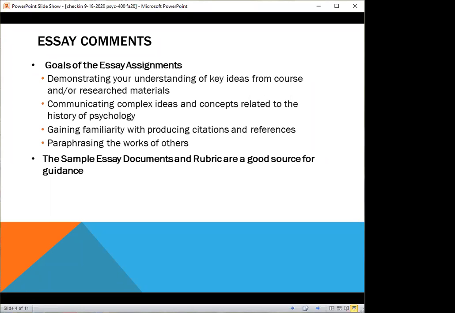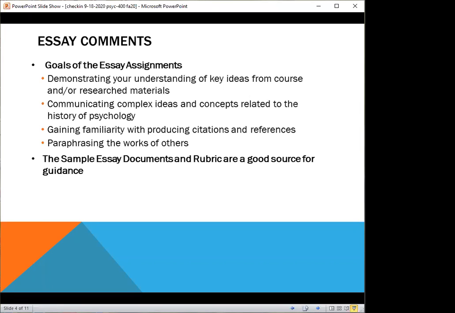Also, communicating complex ideas and concepts related to the history of psychology is, of course, one of the key purposes of these essays, to give you practice communicating about those ideas and concepts, which can be a little bit heady at times. And then, of course, gaining familiarity with producing citations and references for the works, the lectures, and the other material you've researched. And then a key one is paraphrasing the works of others. One thing I have noticed in the earlier essays this semester is a lot of direct quotes, and sometimes it can be awkward to provide a quote and then put it in the middle of your own writing.